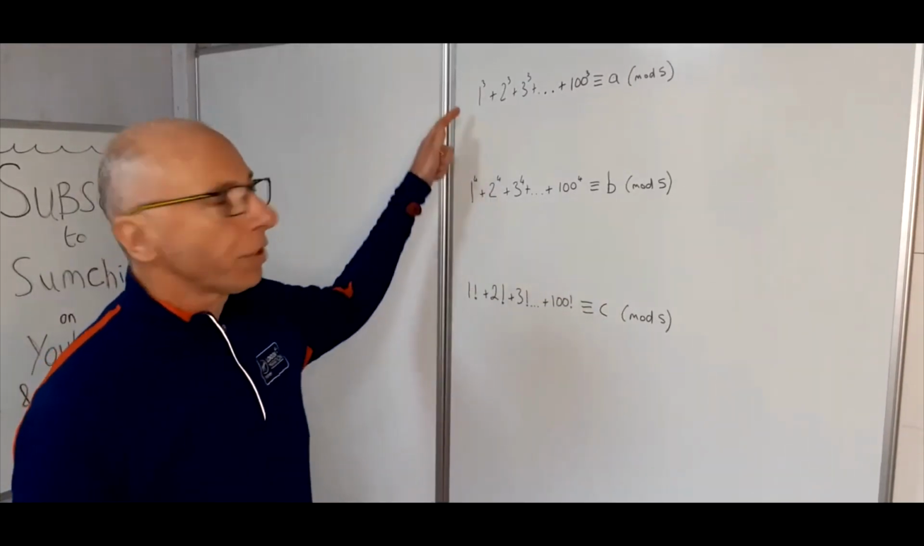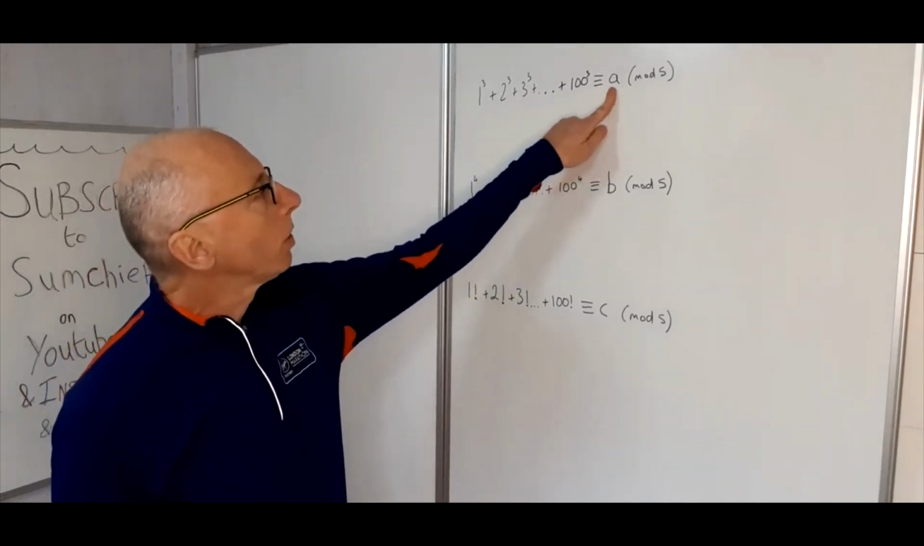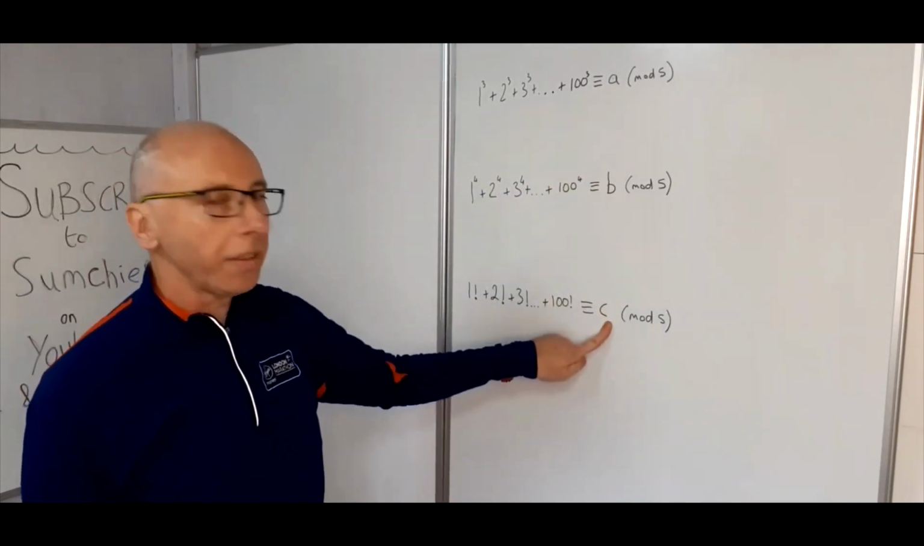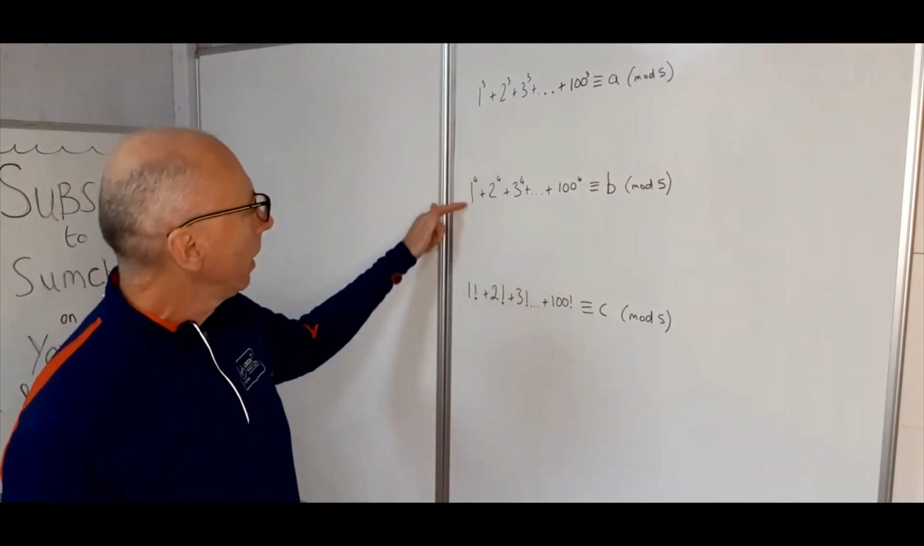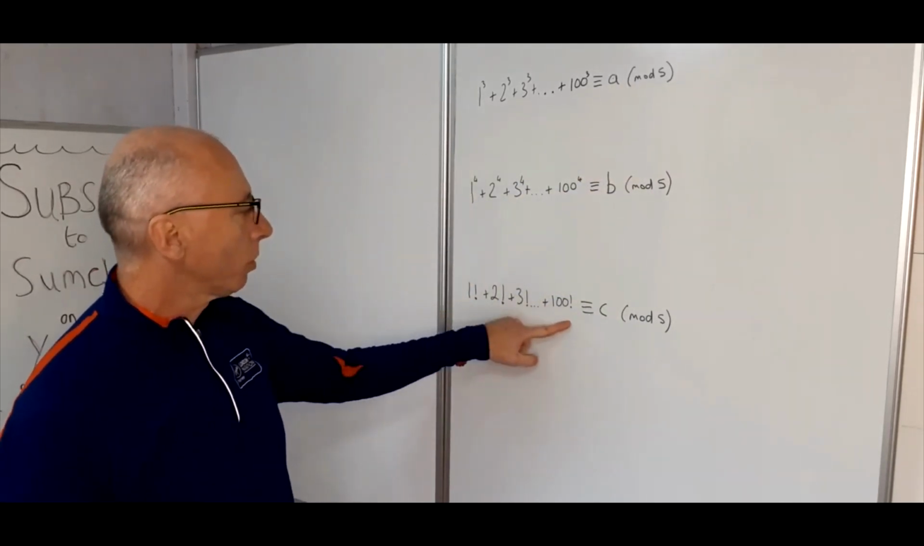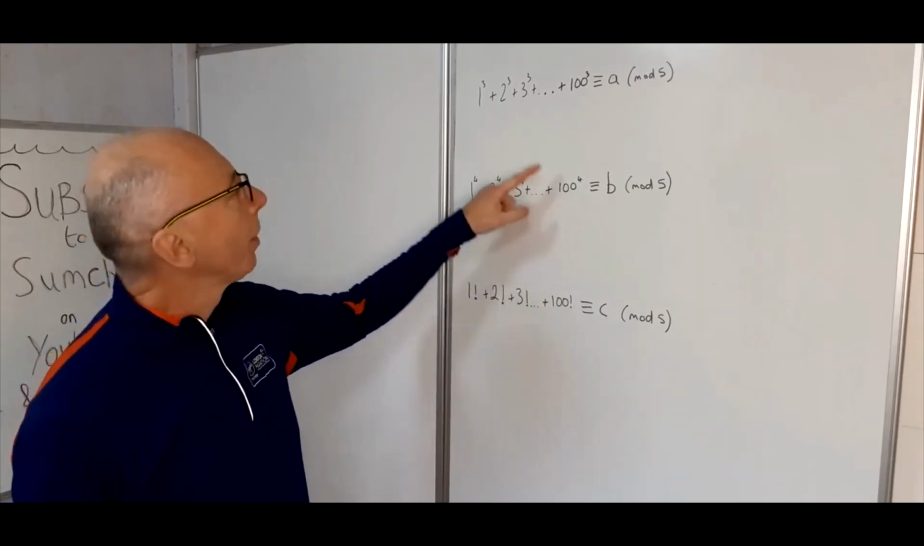Okay, so we've got these three congruence questions here, and they're all sums. What we need to do is find the number that they are congruent to, modulus 5. Now they're all a little bit similar, apart from this one, of course, which is factorial. They all go from 1 to 100.